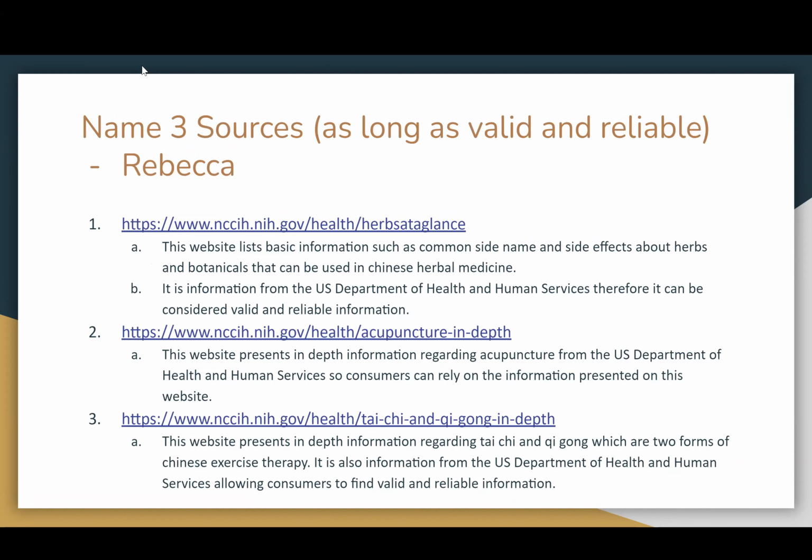So finally, below are 3 sources that have information on specific traditional Chinese medicine provided by the U.S. Department of Health and Human Services. Any consumer that wants additional in-depth information regarding traditional Chinese medicine can use these valid and reliable sources for more information.